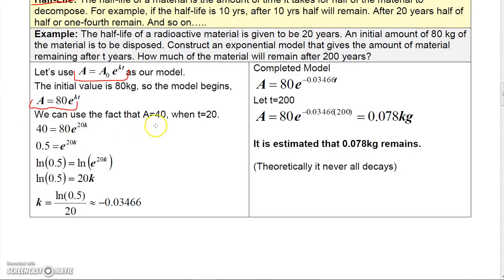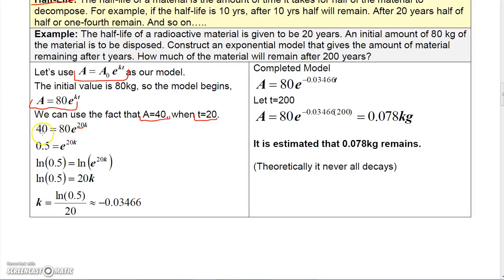Well, I know that since the half-life is 20, then when t is 20, only half of that initial amount will remain. So A will be 40. So I can plug in A equals 40 and then plug in 20 for t, and I get 40 equals 80 e to the 20k.